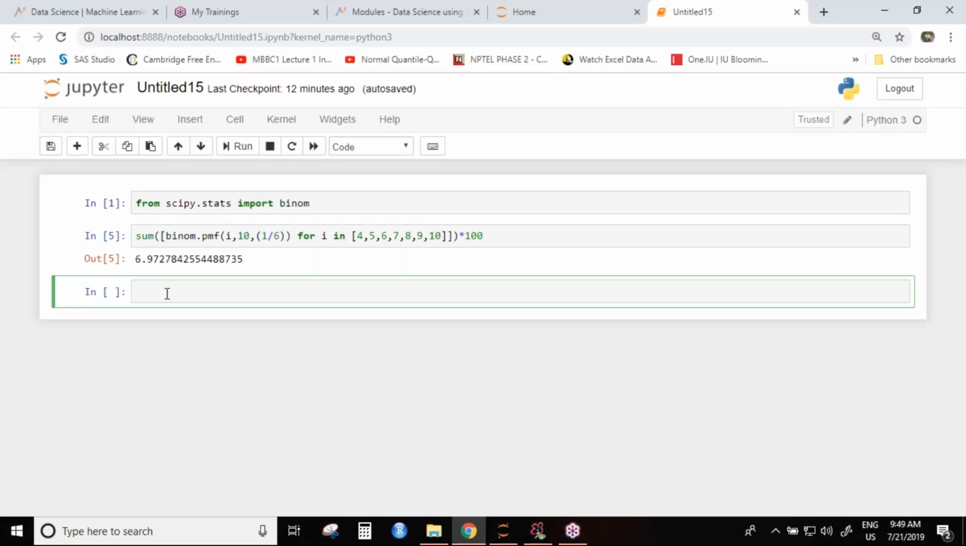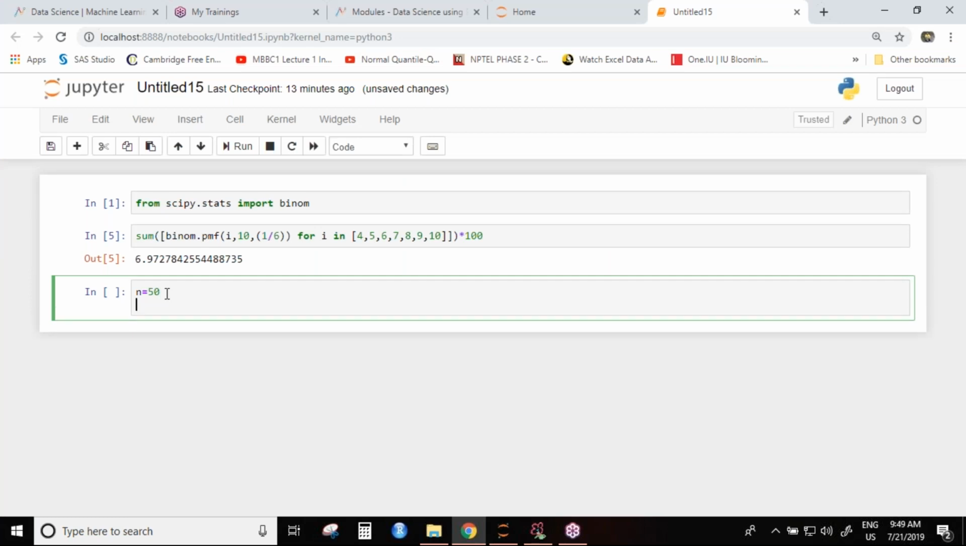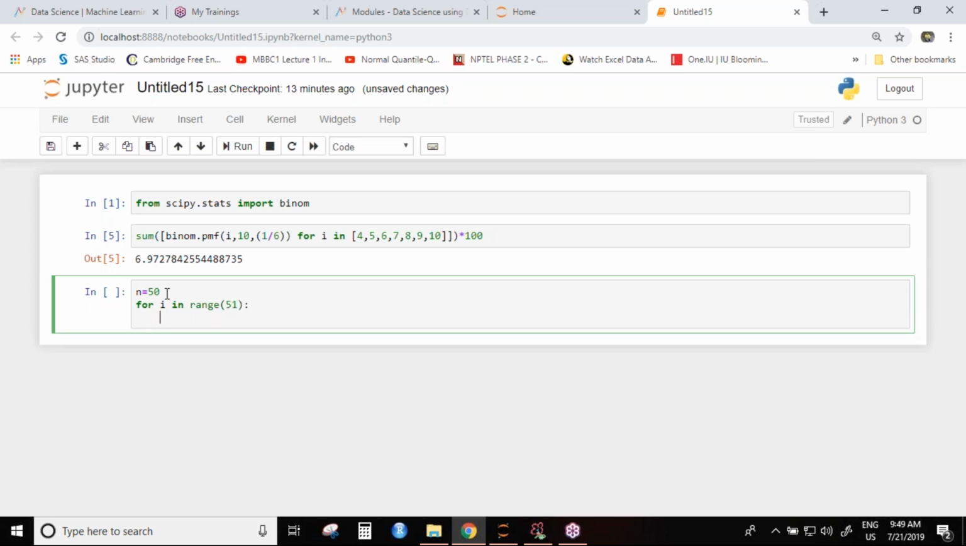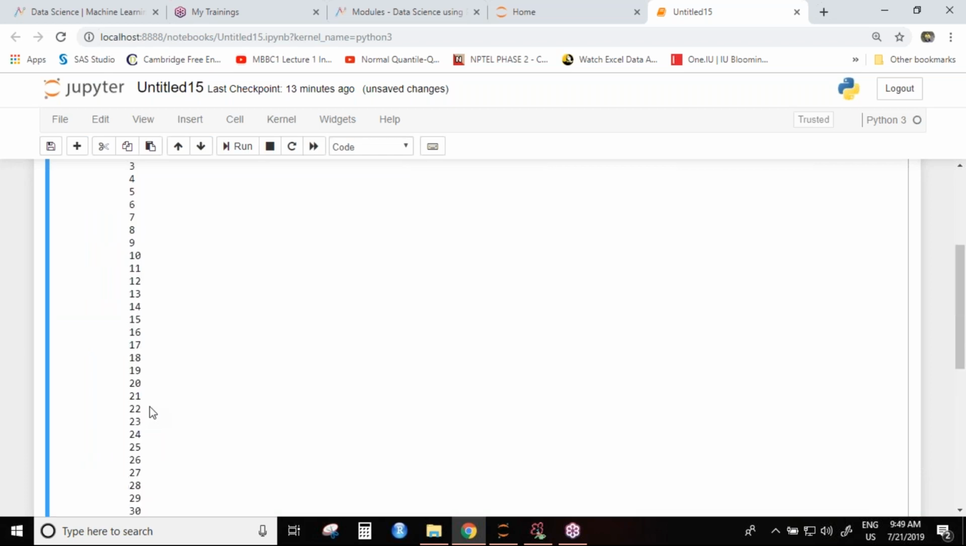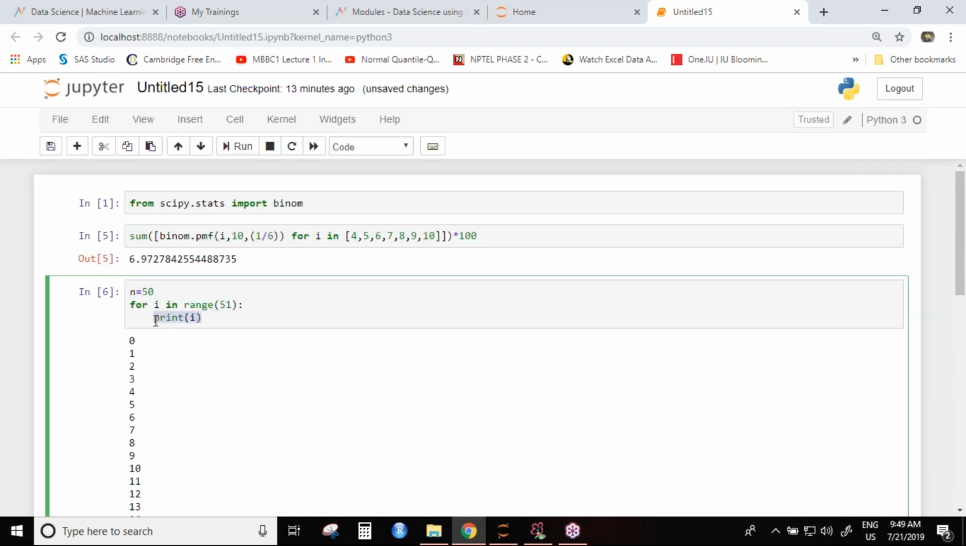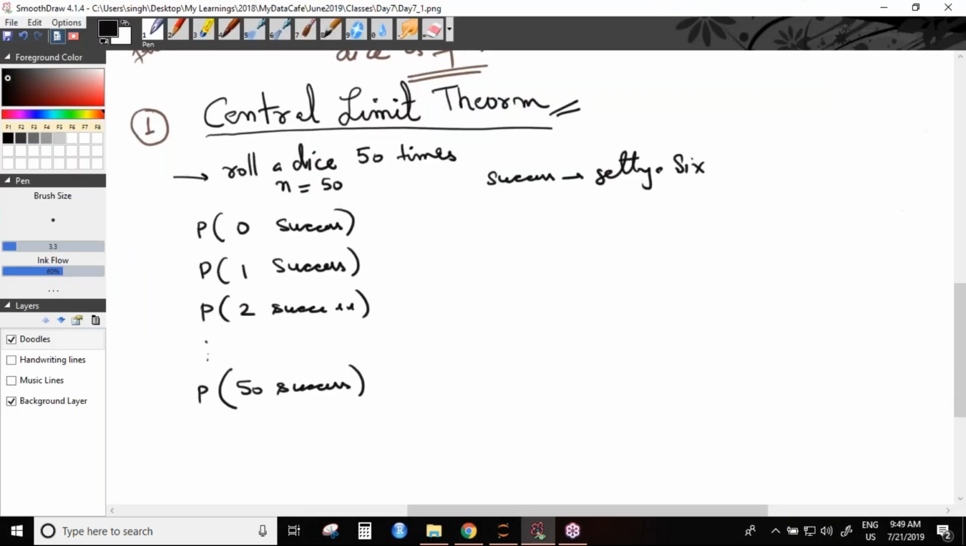So my n is equal to 50, and then I write for i in, what should I write? I have to calculate starting from 0 till 50. So I will write for i in range(51), because this will give me all values starting from 0 till 50, you see? This is what I have to calculate. I will not print it, I'm just showing you this. Now I will calculate the probability of getting 0 successes.